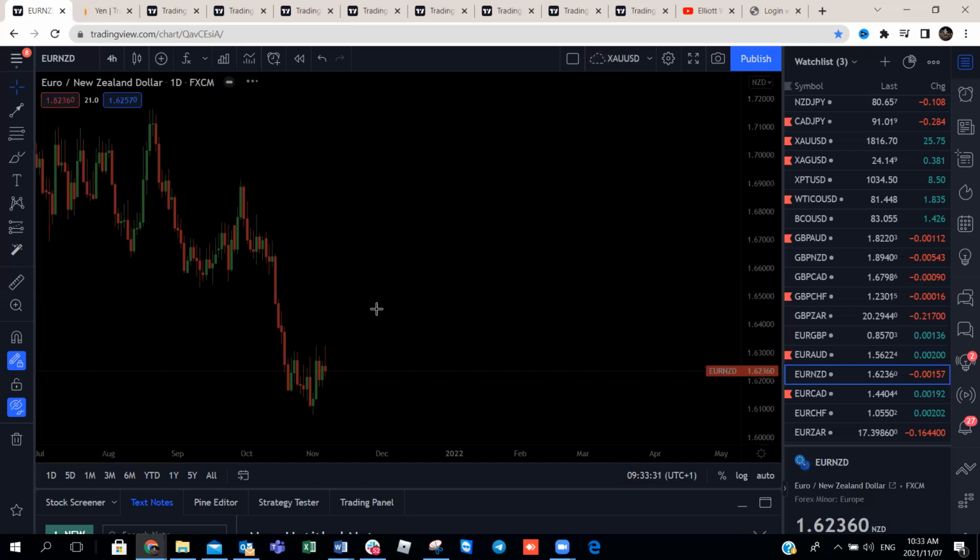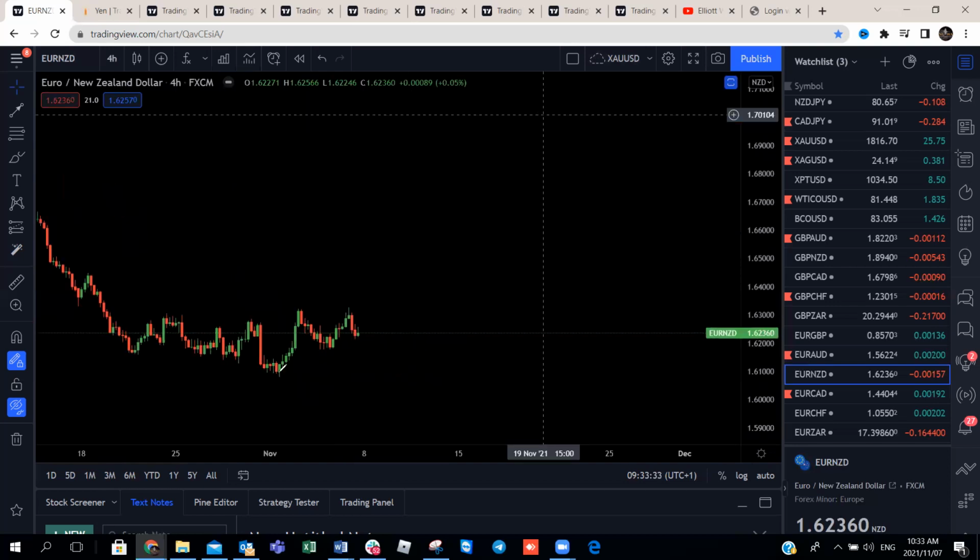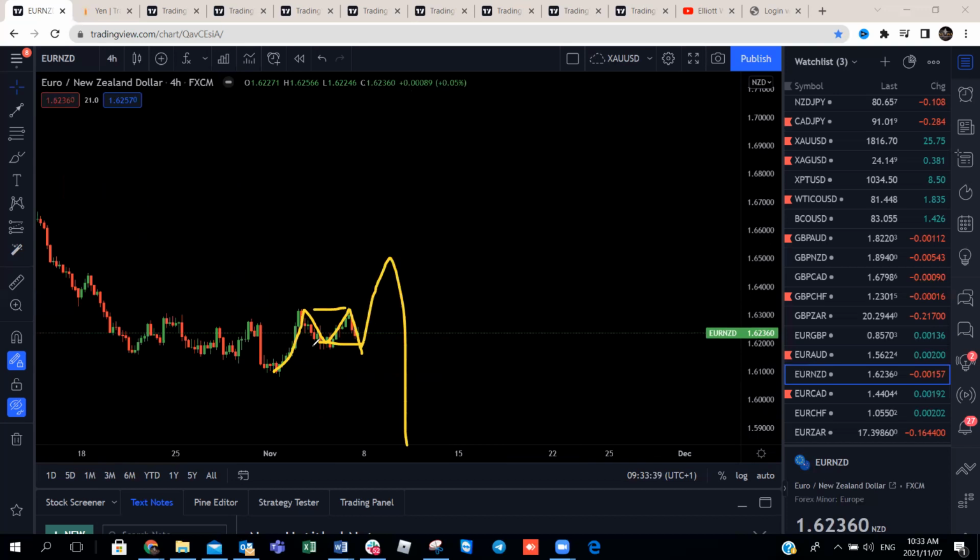Let's go back to the 4-hour on euro New Zealand. Let's have a look here. So euro New Zealand may even play out a structure like this. We can have a flat there, we have that structure, we have a move there, giving us an ABC corrective structure, and look for a move to the downside. Looking for this to give us a setup for more downside.